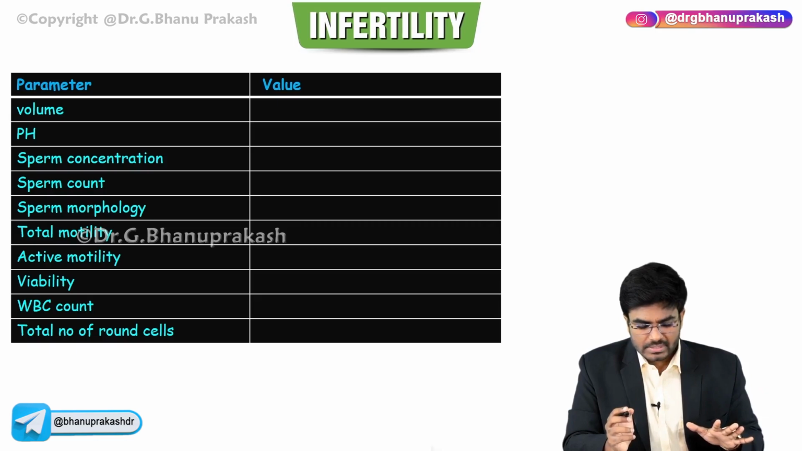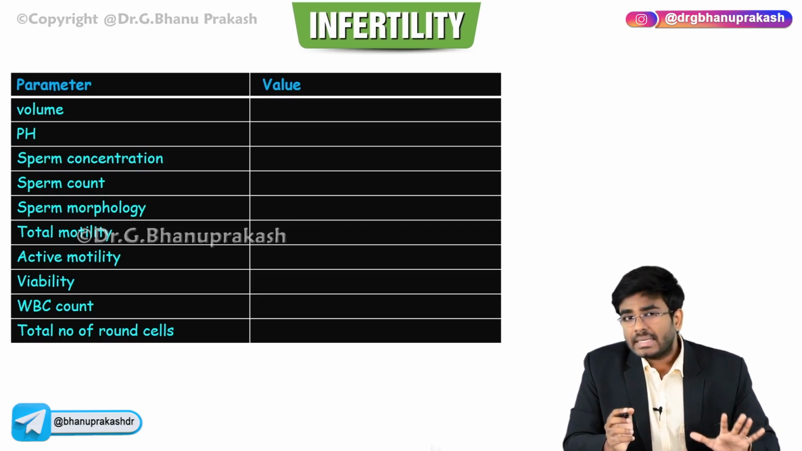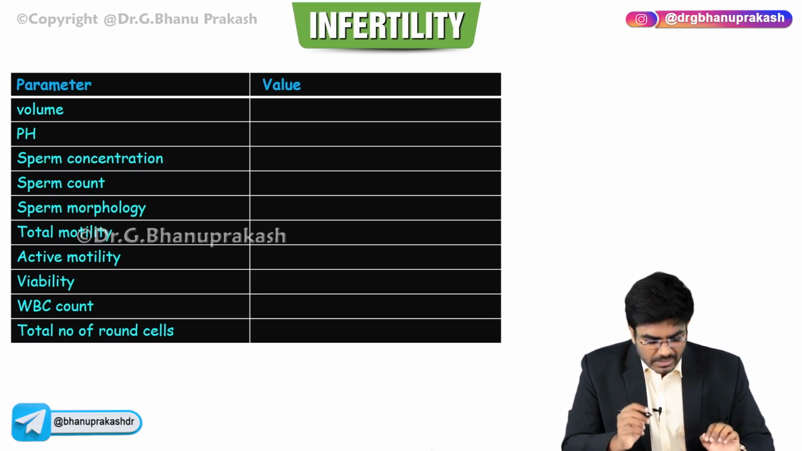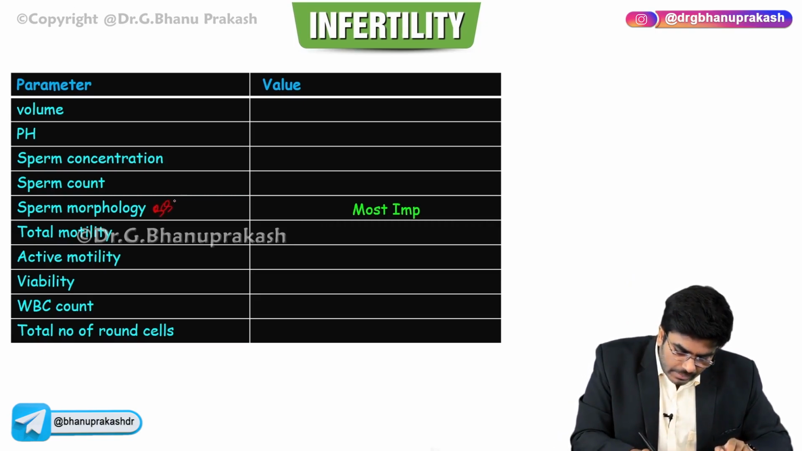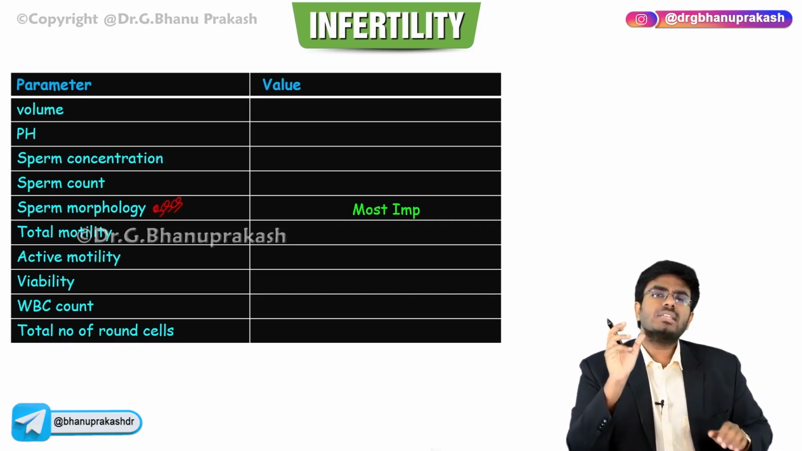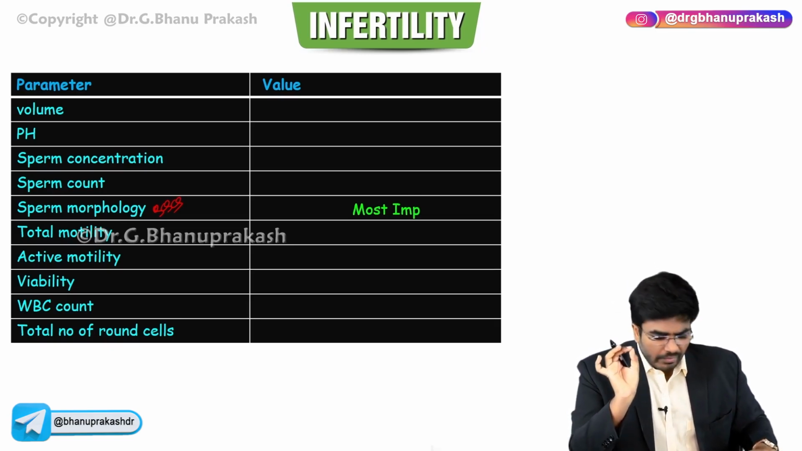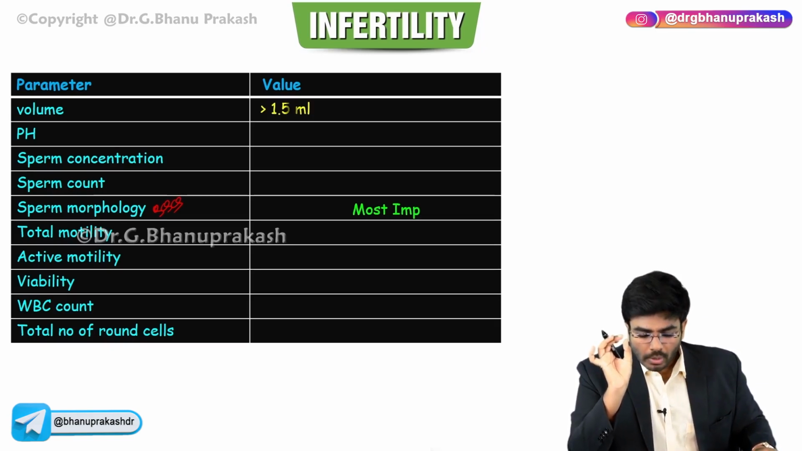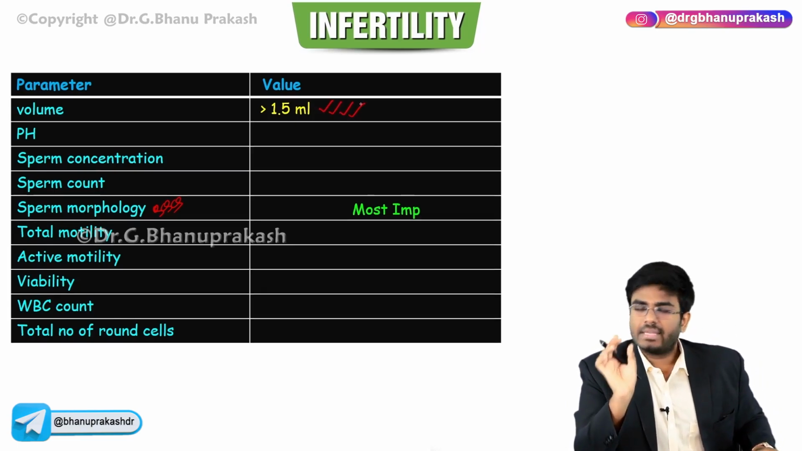Out of all the parameters, is it sperm concentration which is important? Is it sperm motility? Is it sperm morphology? Guys, please concentrate. It is the sperm morphology which is a very important parameter. It's the most important parameter. Now after saying this, how much amount of semen should be released by a male? It's a minimum value. It should be more than 1.5 ml. Okay, so more than 1.5 ml should be released during the sexual activity.